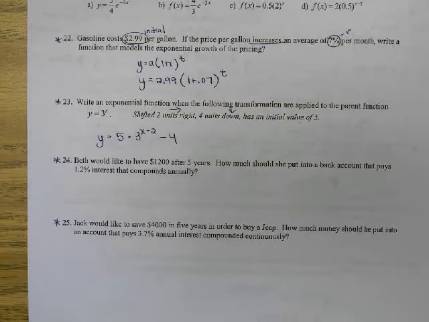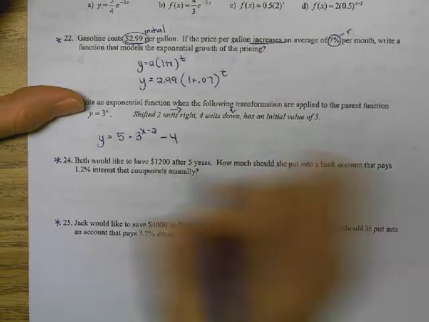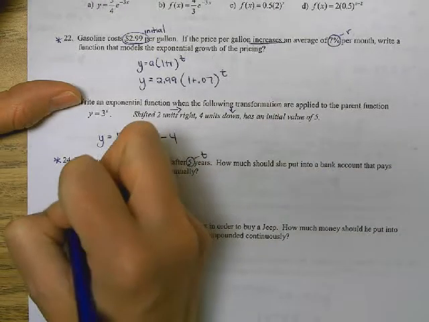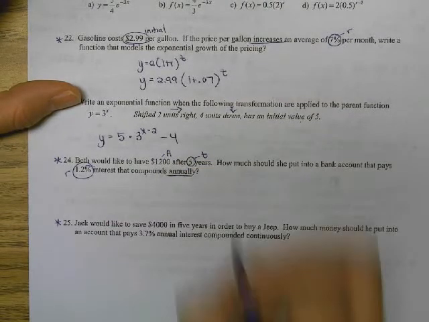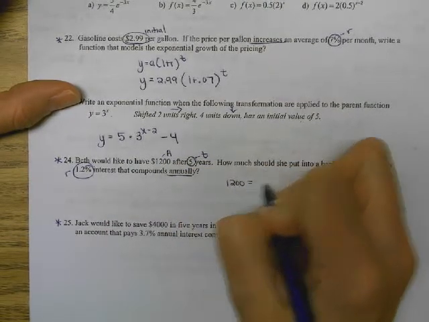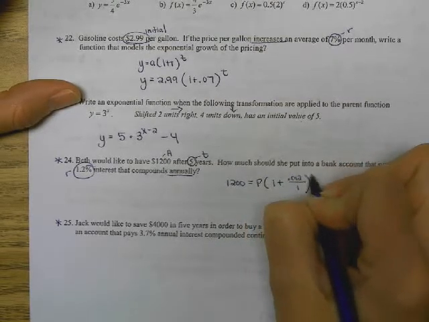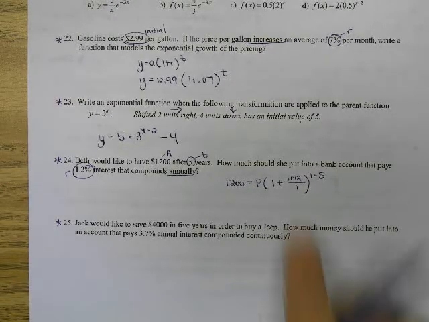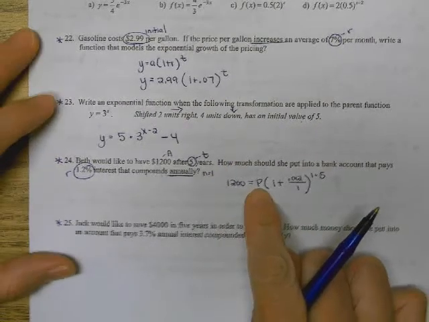24. Beth would like to have $1,200 after 5 years. So how much should she put into a bank account that pays 1.2% interest compounded annually? So this time we're actually looking for the initial amount. We have time, we have the interest rate, we know how it's compounded, and we know what we want. So 1,200 is equal to p times 1 plus 0.012 over 1 raised to the 1 times 5. So I'm compounding annually, which means once a year, so n is just 1.